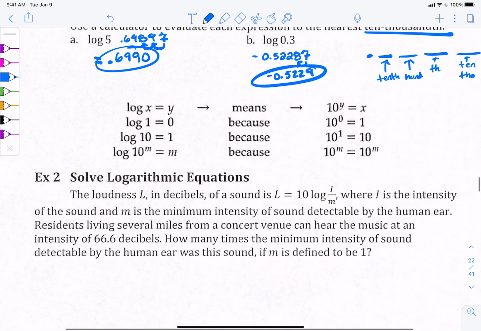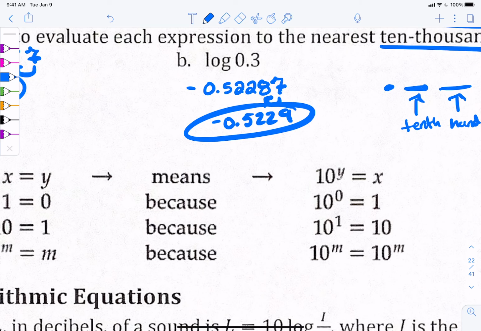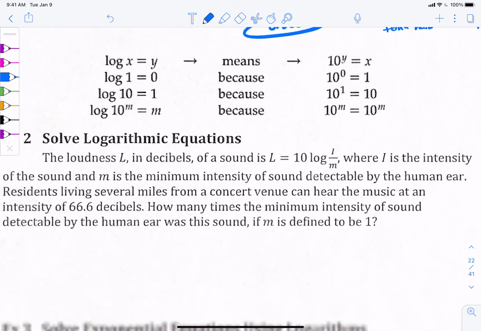Hang on, go back. Okay, got it. All right, moving on to story problem.